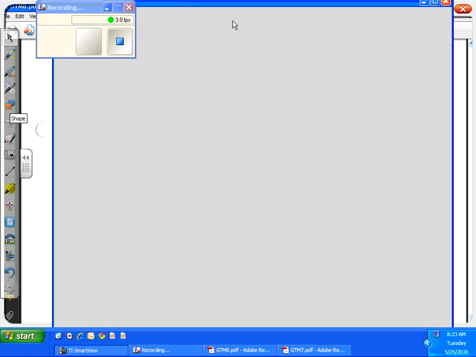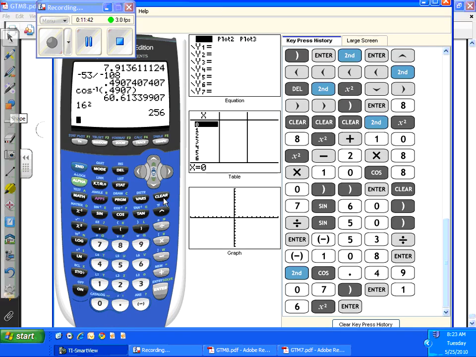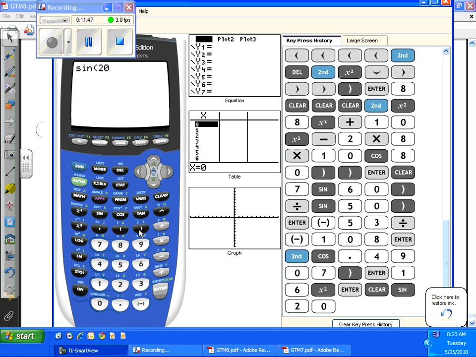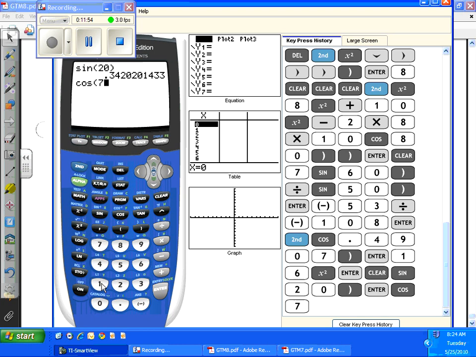Let me just show you that. We're still in degrees here. If I said sine 20 degrees, well, what's the complement of 20? Well, it's 90 minus 20, which is 70. So cosine 70 should be the same as sine 20. See that? Let's do another one. Sine 30.